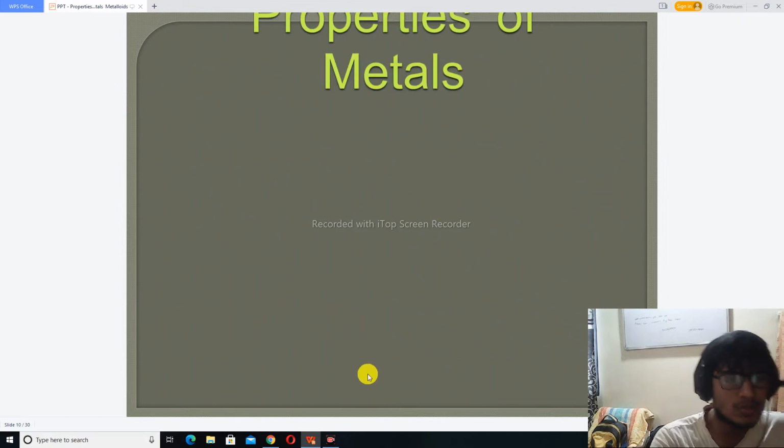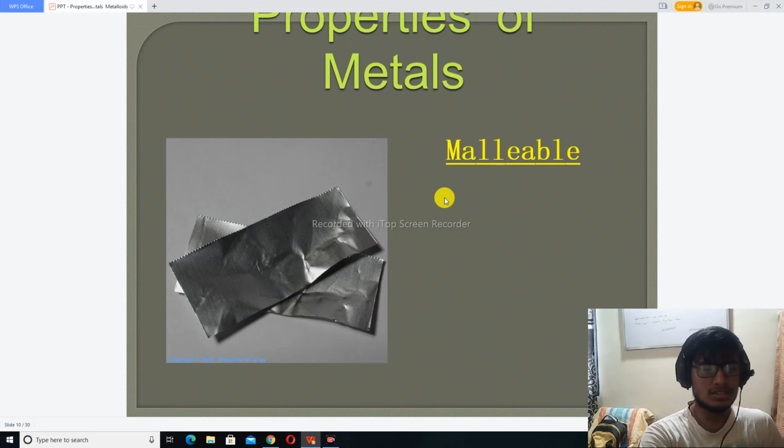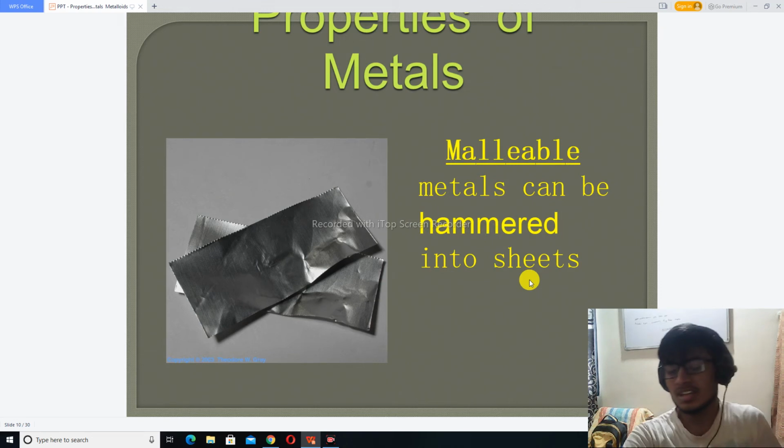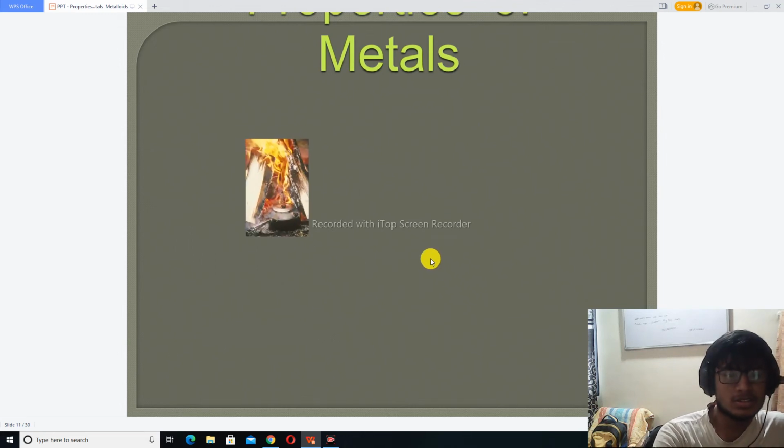So, this is malleable. Malleable means it can be made into a very thin plate. Metals can be hammered into small thin sheets. This property is also known as malleability.